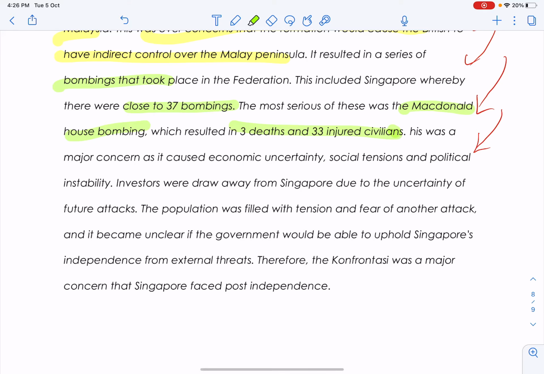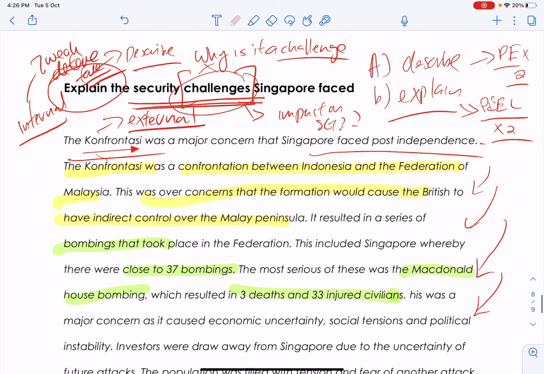Okay, now if this is the describe question, then you can end here. Okay, because I don't need any explanation about anything. I just need you to tell me the challenge and elaborate more about the challenge. But if this is an explain question, you have to explain this. Why is this a challenge?